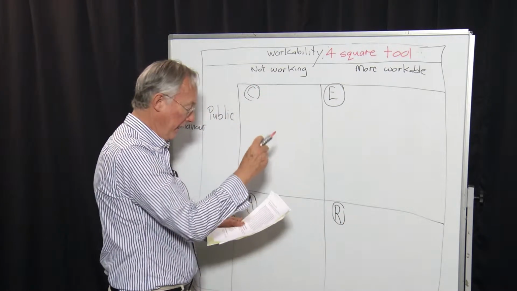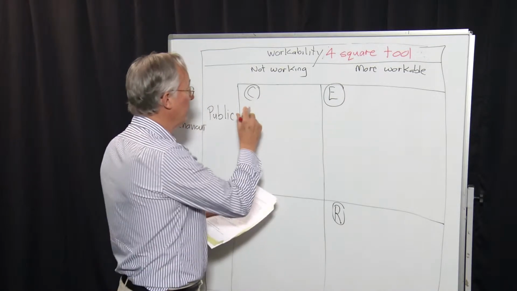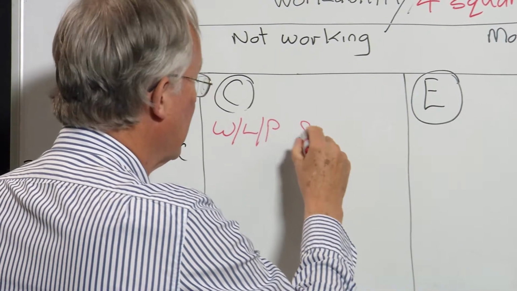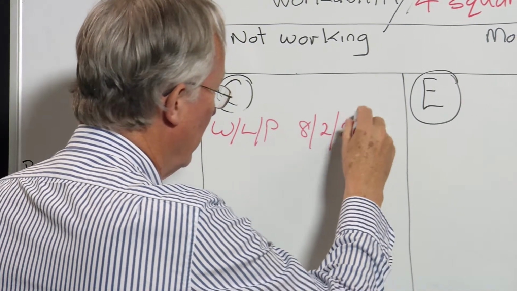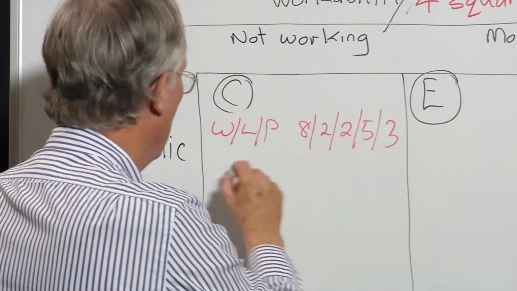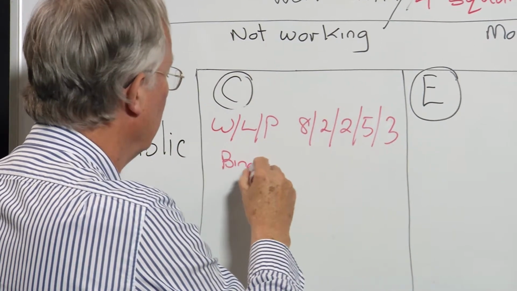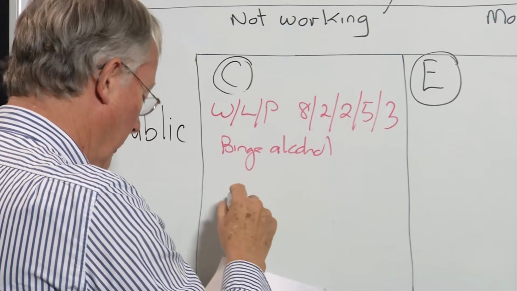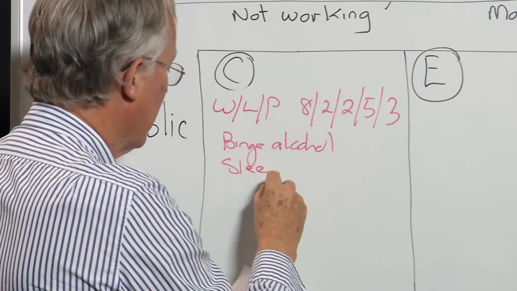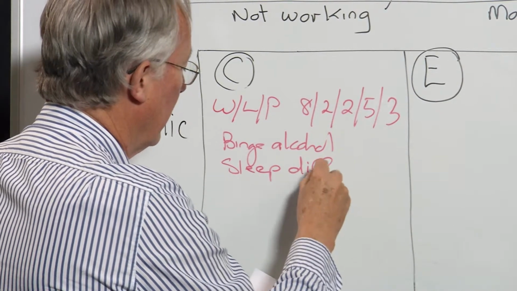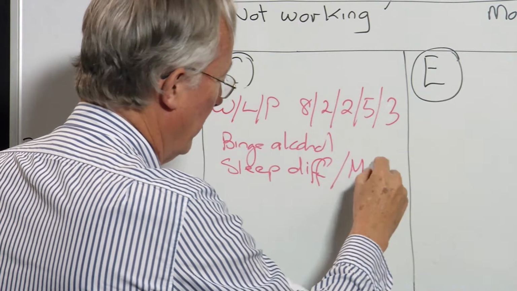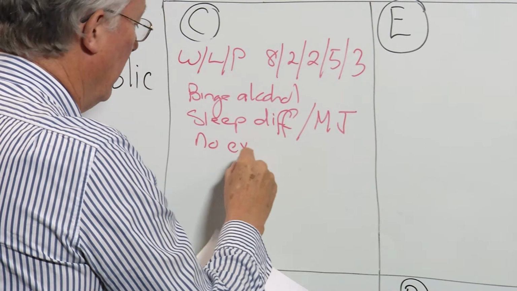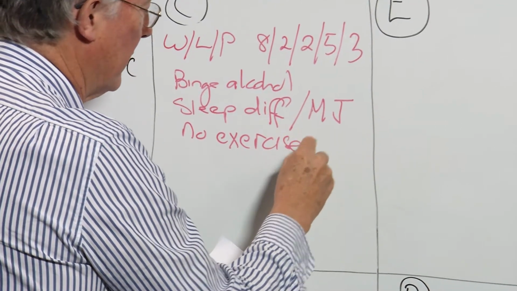So up here we've got the conducting of the contextual interview. So this is work, love, play. And the scores here were 8, 2, 2, 5 and 3. We've got the occasional binge alcohol. We've got sleep difficulties and marijuana use to help with that. And no exercise, but there was yoga in the past.